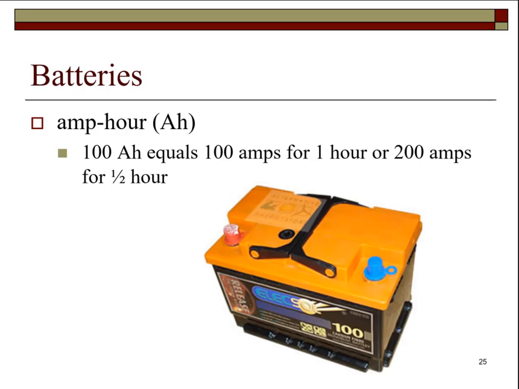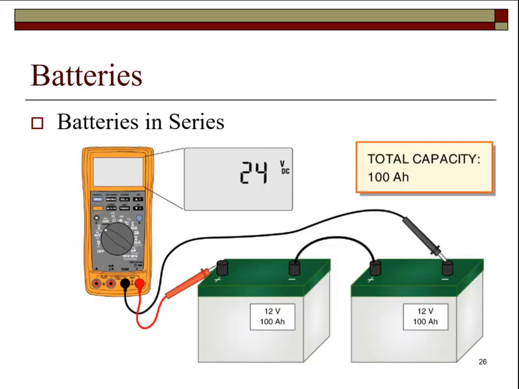This is an example of battery capacity in amp hours. The example shows us a 100 amp hour battery would supply 100 amps for 1 hour or 200 amps for 1/2 hour. We can wire two 12-volt, 100 amp hour batteries in series. The voltage would increase to 24 volts, but the amp hours will remain the same at 100.